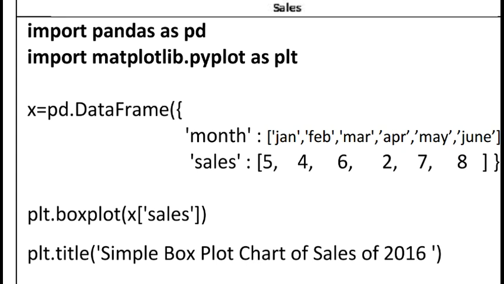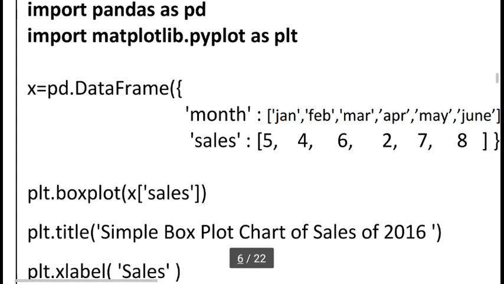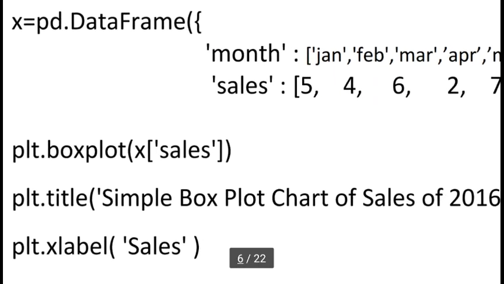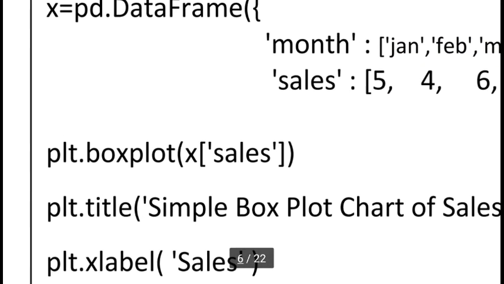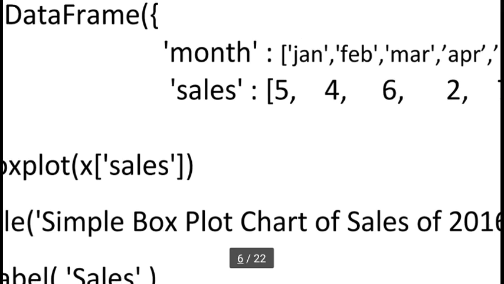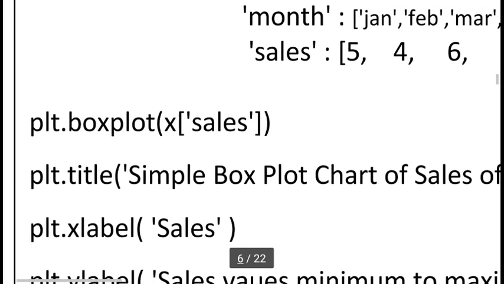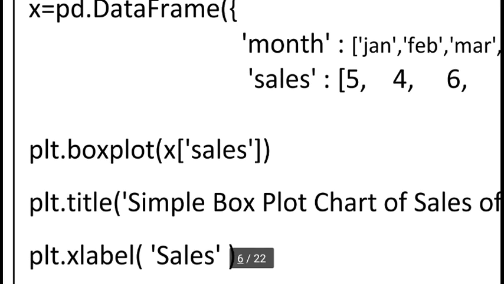So I want to select the sales column first. Here I am using plt.boxplot. Last time I used the pie chart, but here I am using a box plot. Here the numerical column is sales. So to select the sales column, here I am writing x in square bracket sales. Only one thing you need to mention here, x in square bracket sales, because this is your numerical column.